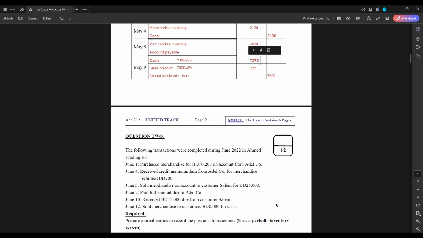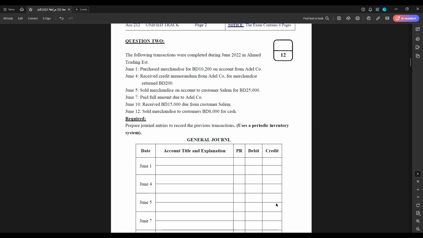Now moving to question 2. Question 2, the following transactions were completed during June 2022 in Ahmed Trading Establishment. June 1st, purchased merchandise for 10,200 on account from Adil Company. Prepare the journal entries using the periodic inventory system.